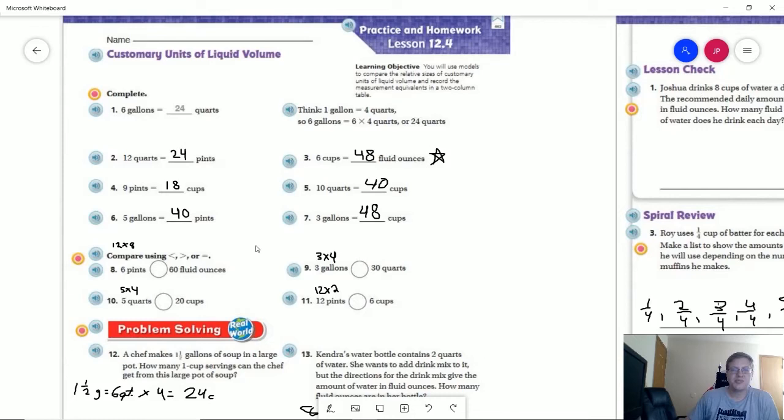You could probably just pause the video and double check these real quick. I will explain what we are working with. So we have 2 pints in a quart, so we would do 12 times 2 to get the answer for number 2. 6 times 8 to get the answer for number 3. And I put a star by that.